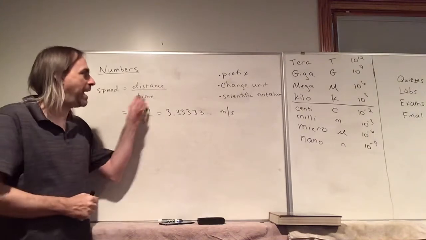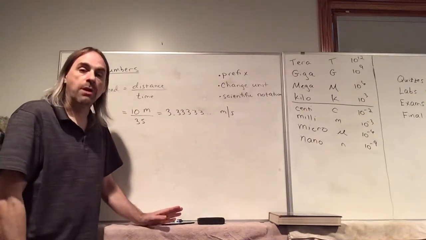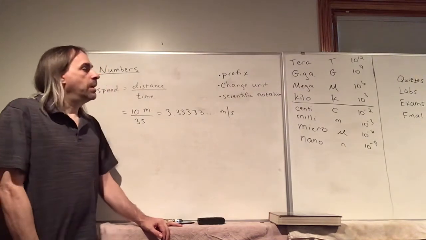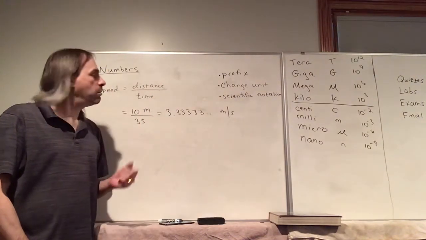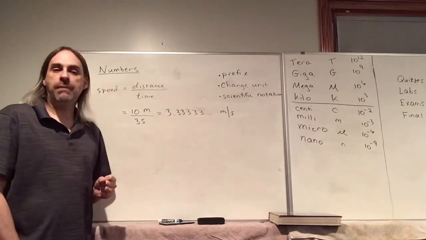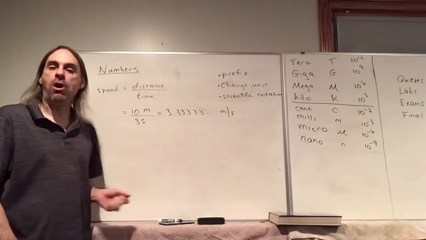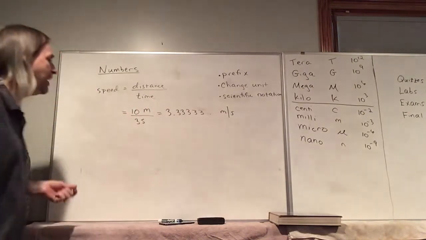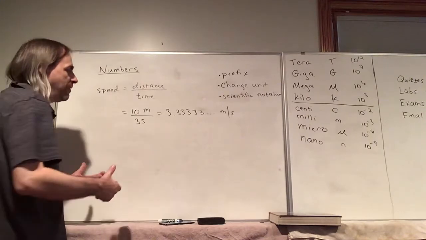Did this object actually travel 10 meters? And the answer is no. These are things that we are measuring, and all measurements have errors. So what happens if one of these numbers is a little bit off? Like, let's say instead of 10 meters, it only traveled 9.5 meters.